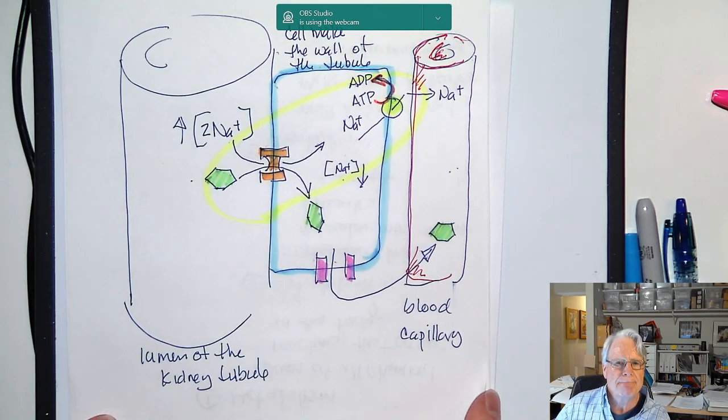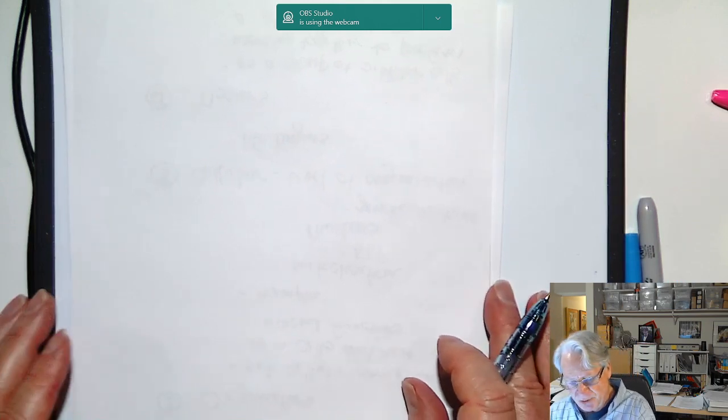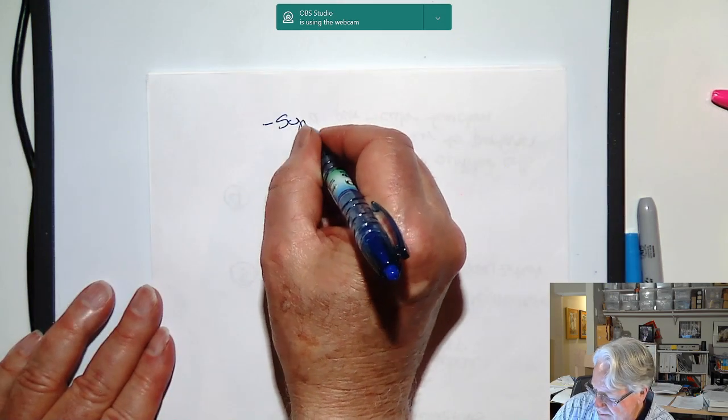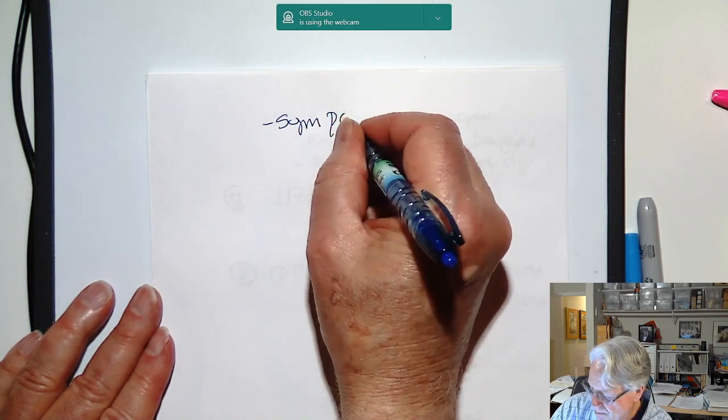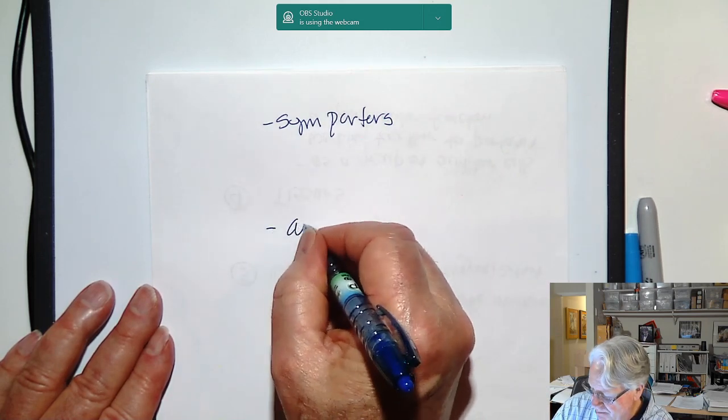Okay? All right. Perfectamundo. Let's move on. That's secondary active transport. Secondary active transport. Now, with secondary active transport, there's one other wrinkle. There are symporters and antiporters.